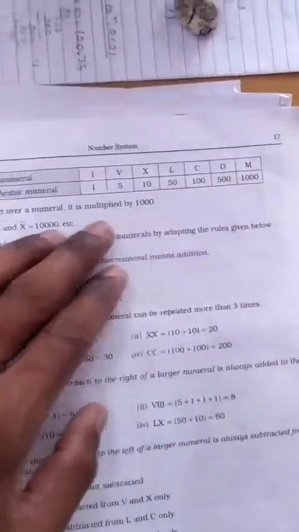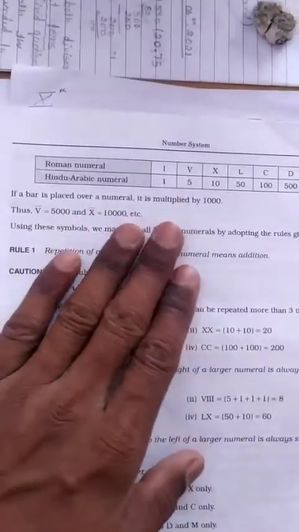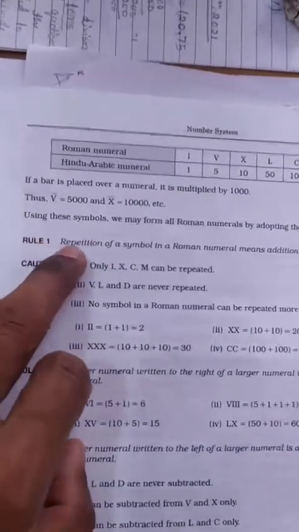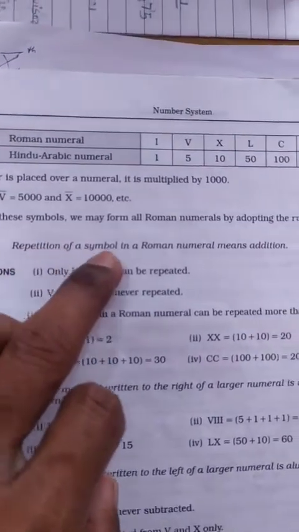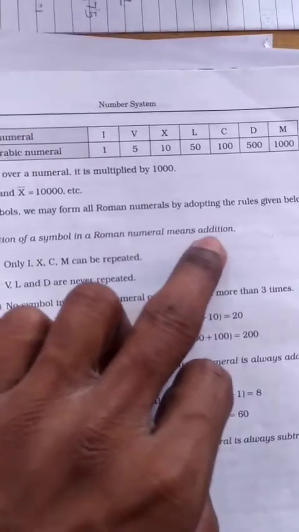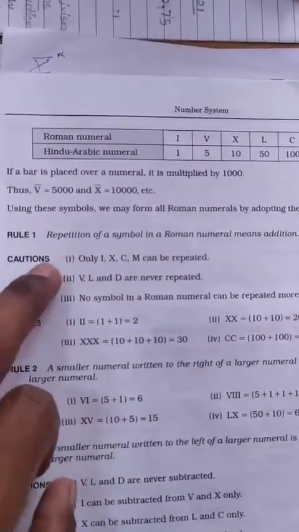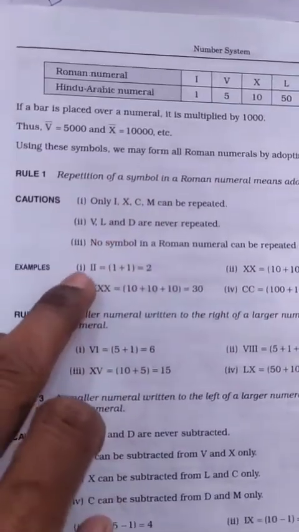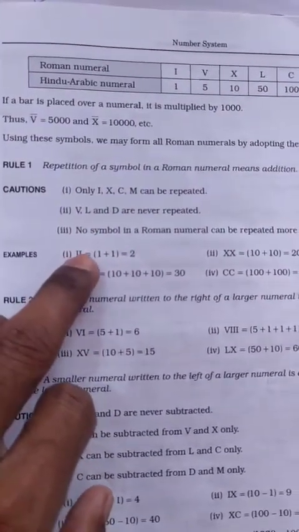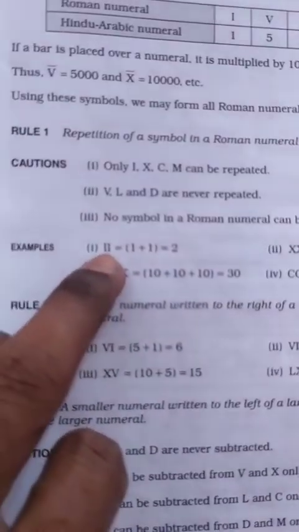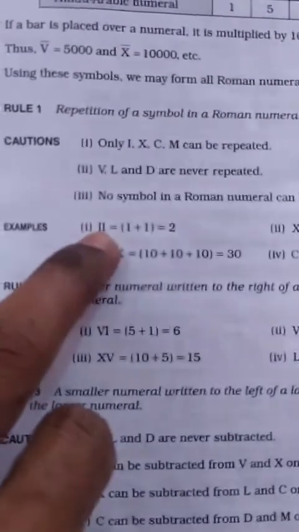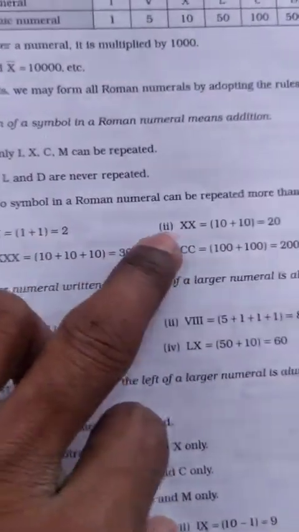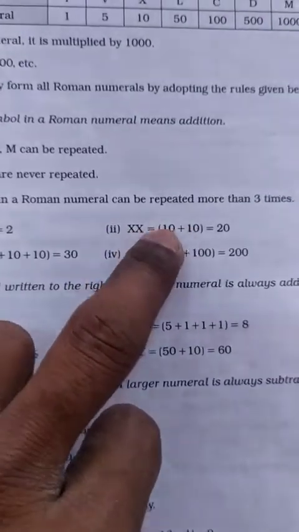Okay, so the very first rule for writing Roman numerals is that repetition of a symbol in a Roman numeral means addition. Means to say, whenever we repeat any symbol, then it is added to itself. For example, II means 2 times 1, that is 2. Similarly, 2 times X means 10 and 10, that is 20.